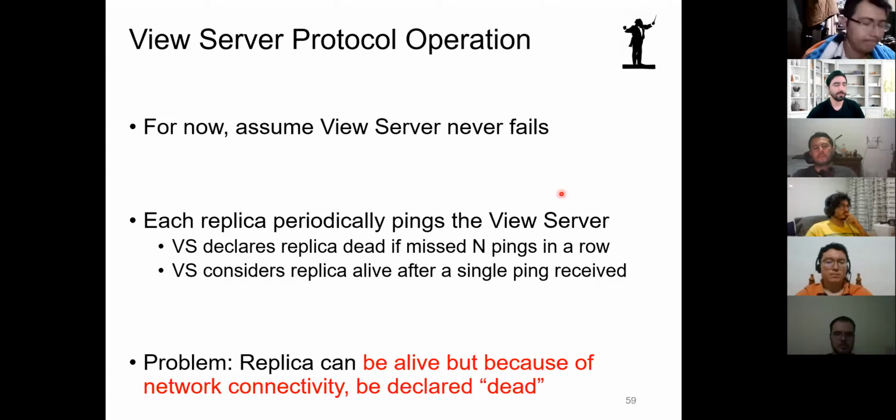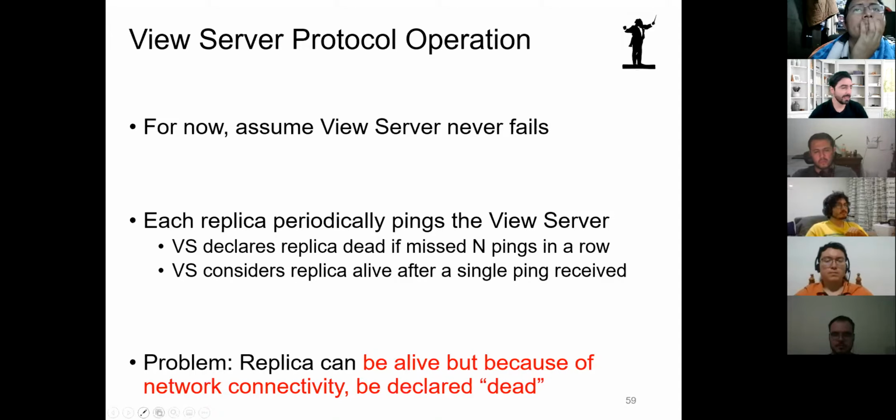For now, assume the view server never fails. The server that controls who is primary never fails. We're going to discuss that when we talk about the consensus protocol, how all the replicas come to an agreement about certain values. But for now, let's say the view server never fails. Each replica periodically pings the view server, and the view server declares a replica dead if it missed n pings in a row, and considers a replica alive if a single ping is received. So the view server is constantly learning which replicas are alive and which are dead. That's it.